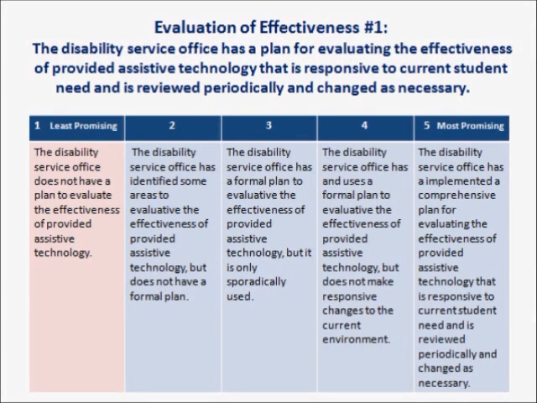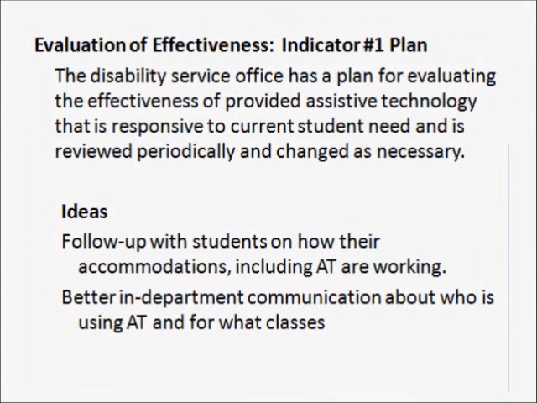The Disability Service Office has a plan for evaluating the effectiveness of the provided assistive technology that is responsive to current student need and reviewed periodically and changed as necessary. The program had rated itself as a 1 in this indicator because they really had no plan for evaluating the effectiveness of the assistive technology services that they provided.